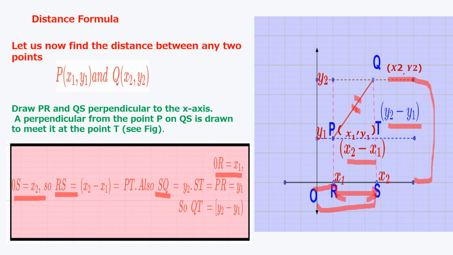And ST. ST is equal to PR. This ST and PR both are equal. Now, in PR, the vertical distance is y1. Therefore, in ST also it will be y1, because both are parallel lines. So ST and PR are parallel lines because they form a parallelogram. So this is y1. Therefore, QT, from Q to T, as I mentioned, is written over here, it is y2 minus y1.